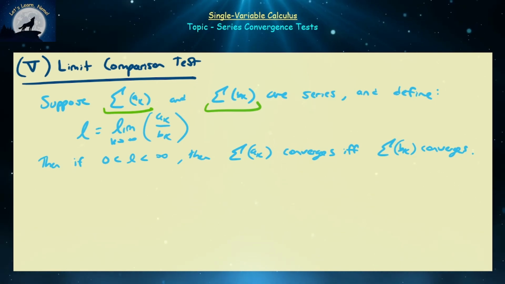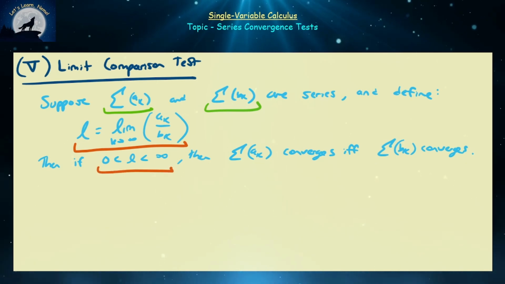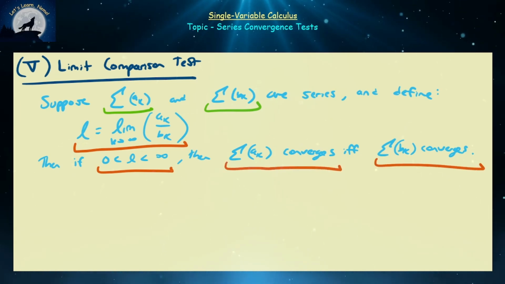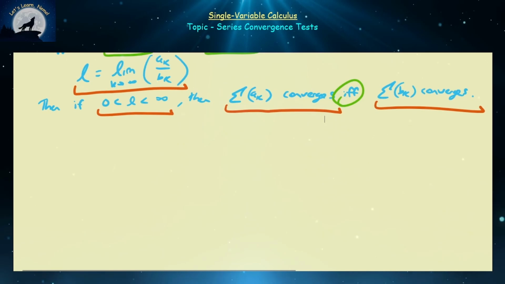And then we're going to define this limit, L, to be the limit as k goes to infinity of the quotient of the two, a_k over b_k. And the choice of calling a_k or b_k is up to you, so a_k over b_k, b_k over a_k doesn't matter in this regard. So if that limit L is a finite number between 0 and infinity, then the sum of a_k converges if and only if the sum of b_k converges. Which also means that the sum of a_k diverges if and only if the sum of b_k also diverges. So let's actually look at an example to see how we're going to use this.